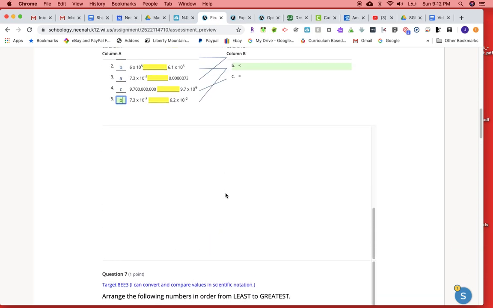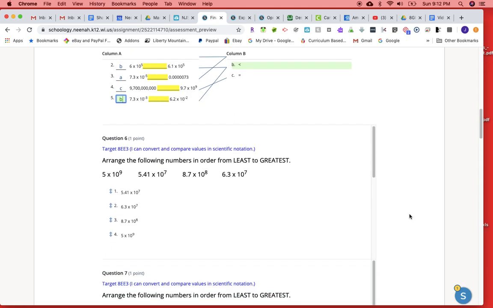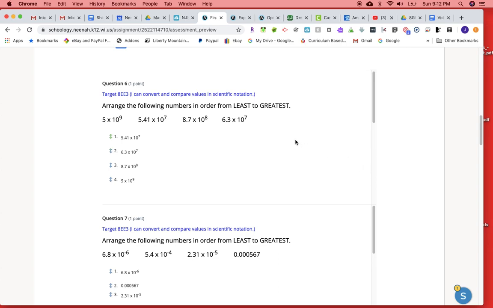All right. Number 6. Arrange the following numbers in order from least to greatest. So they're all in scientific notation. And the first thing we need to do is, and they're all in proper form, we can look at our smallest exponent. We have a 9, a 7, an 8, and a 7. So we have 2 7s. Those are our smallest ones. We look at our smallest number.